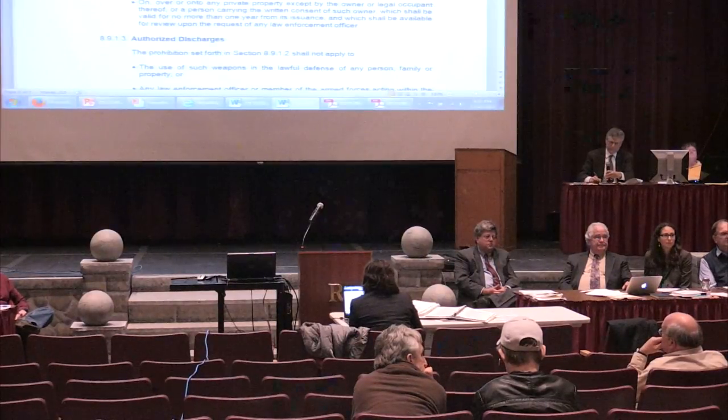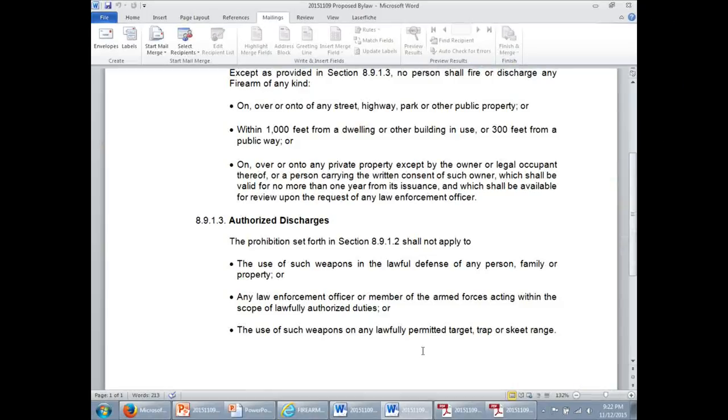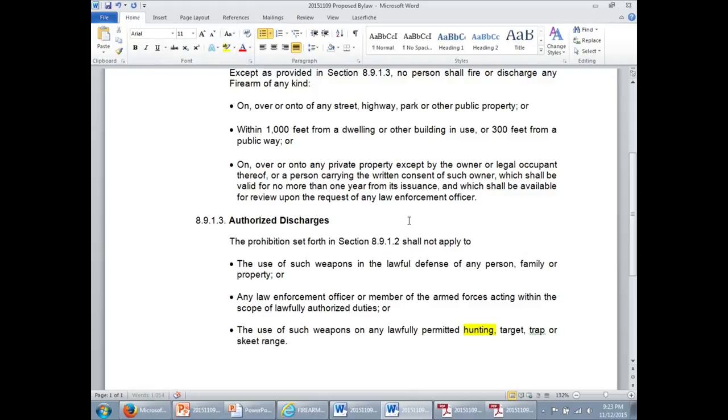Good evening, Eric Fournier, Precinct 6. I wanted to propose two amendments to this. The first one would be in 8.9.1.3, the last bullet, the use of such weapons on any lawfully permitted, I want to include the word hunting, comma, target, trap, or skeet range. You're adding it to the last bullet? Correct. Any lawfully permitted hunting, target, trap, or skeet range? Correct. Okay, is there a second?